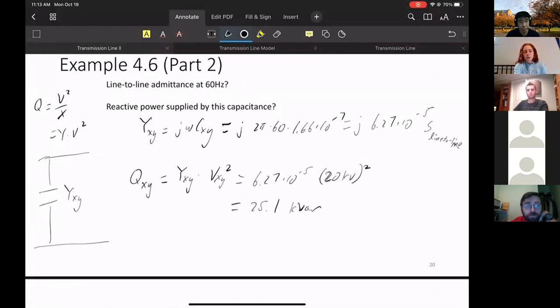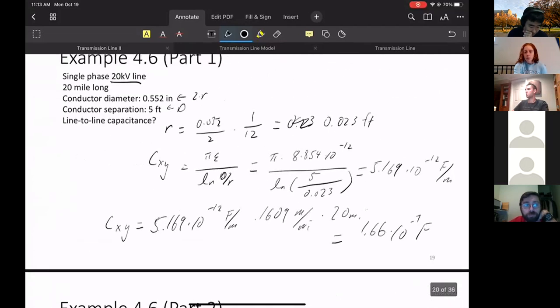I have a question. Go ahead. Is the voltage supposed to be 240 kV? Where did 240 come from? Oh, 20. Okay, I read it wrong. Yeah, thank you. Yeah, so 20 kV line.